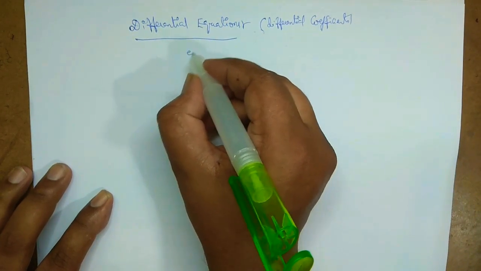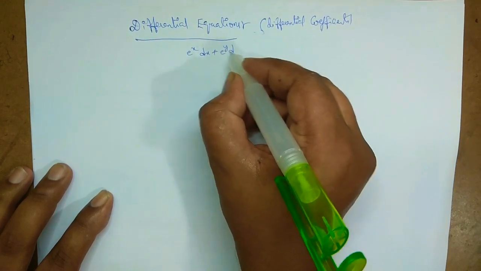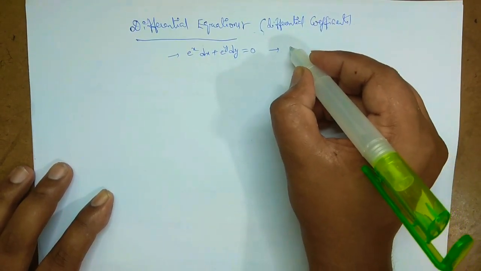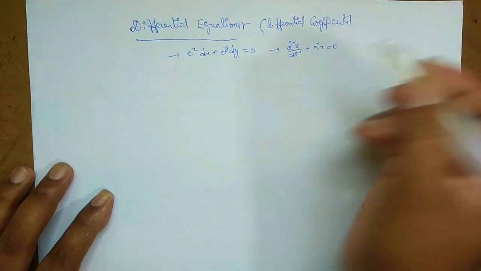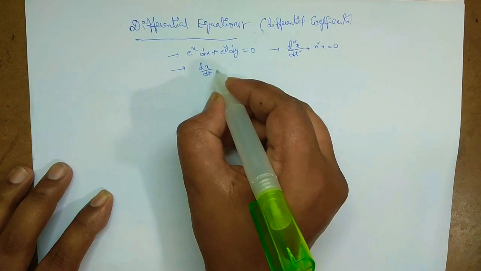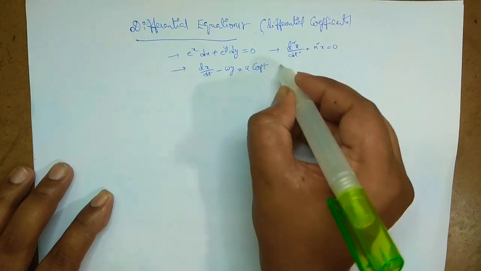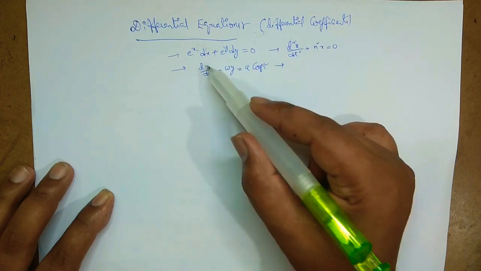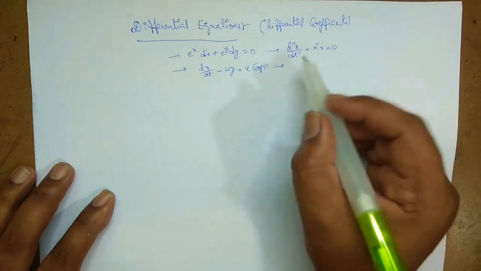Examples like e^x dx plus e^y dy equals 0. This is one example. Another one, d²x/dt² plus n²x equals 0. This is another example. And one more, dx/dt minus wy equals a cos pt. Here all you need is a differential coefficient like dx, dy, dt, dt squared, like that. I'll tell you what the squares and all are.